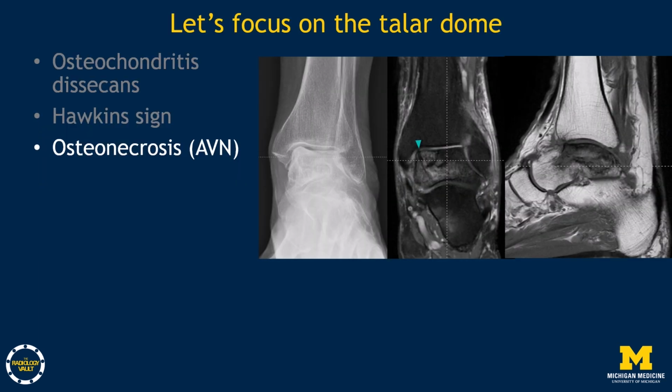Lastly, we have an illustration of osteonecrosis of the talar dome with collapse. The radiograph shows deformity of the dome, and the MRI shows a geographic region of mixed signal with focal collapse of the subchondral plate. The term osteonecrosis is preferred over AVN, and the pathology is identical with a bone infarct. But, unlike a bone infarct, the location of osteonecrosis is subchondral.